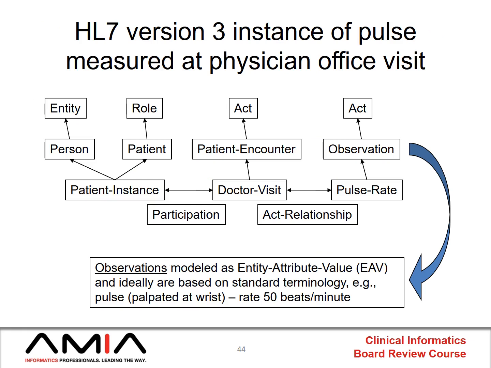So here's an example of an HL7 version 3 message for a pulse that's measured at a physician office. And you can see it's quite complicated, but there is a patient and a doctor and an observation, which is a pulse rate. And of course, the observation needs to be modeled, and it's typically done in the entity attribute value or EAV format. And ideally, there would be some sort of standard terminology, for example, a rate of 50 beats per minute.